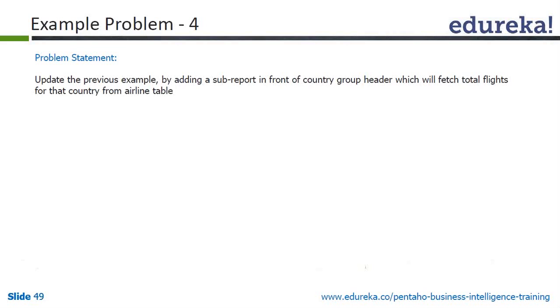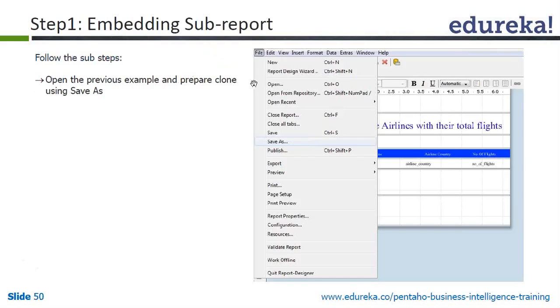So the next example is to update the previous example by adding a sub report in front of the country group header. So we have added the country group header. In front of that, add one sub report which will fetch total flights for that country from the airline table. So how many flights in total are available for that country from the airline table.